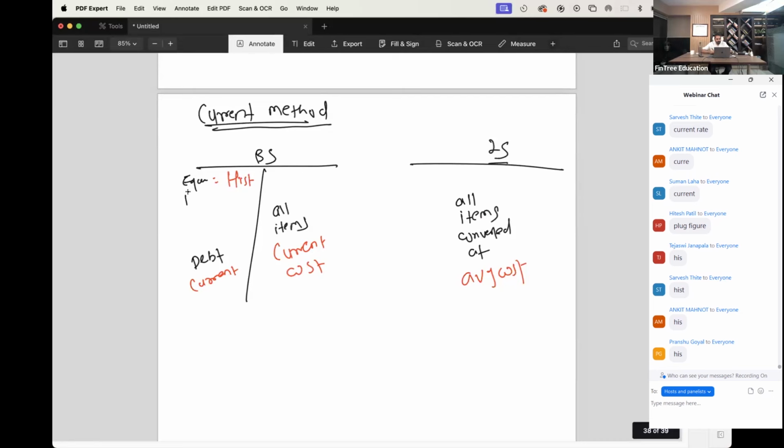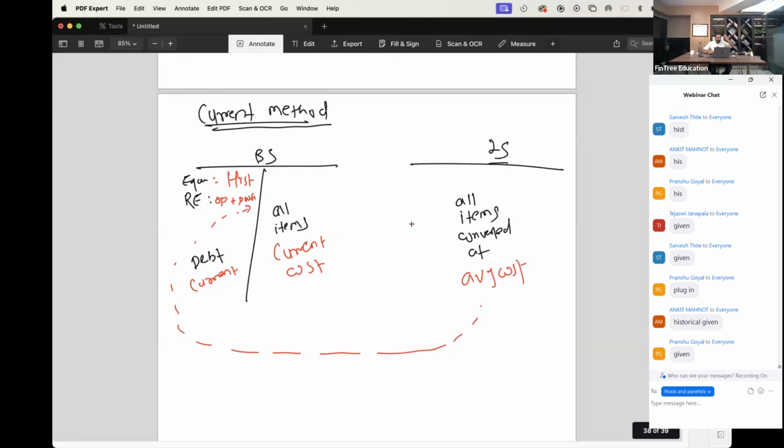Then retained earnings. Retained earnings, is it given? It should be the opening balance, which is given, plus the profit of this year, which has come at average cost.